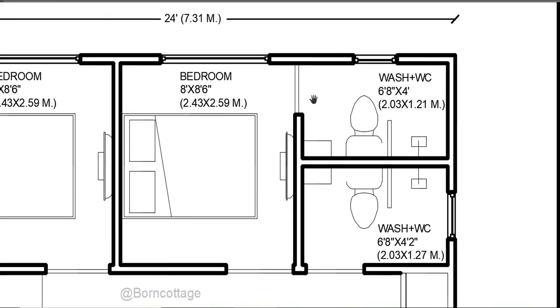The size of the washroom is 6 feet 8 inches into 4 feet, in meter 2.03 into 1.21 meter. You can see here the wash basin, water closet and also shower area, and we have ventilator for ventilation of this washroom. After that we will go outside.